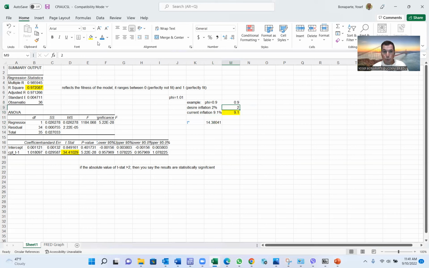We would like to go to 2%, given the 5.9, then the 14.3 months will be in steady state inflation of 2%. Now, what if phi is in this case equal this number, 1.1? Then the T star doesn't make sense. It's a big number, -84.